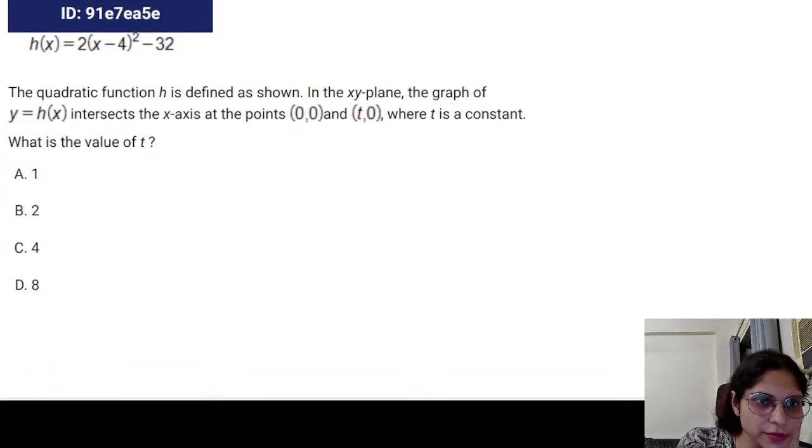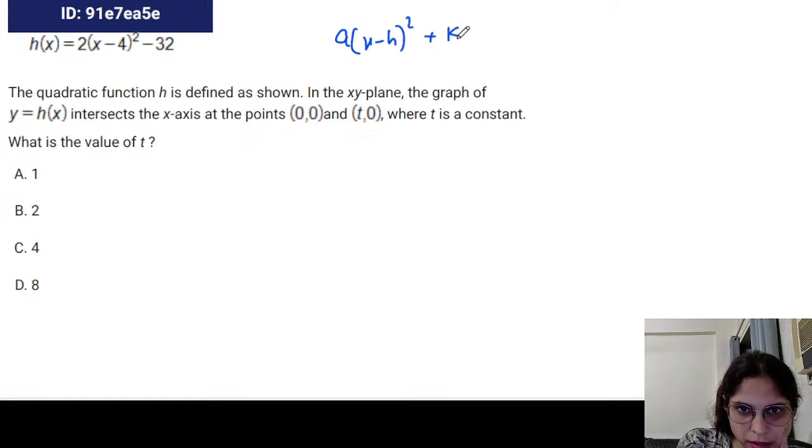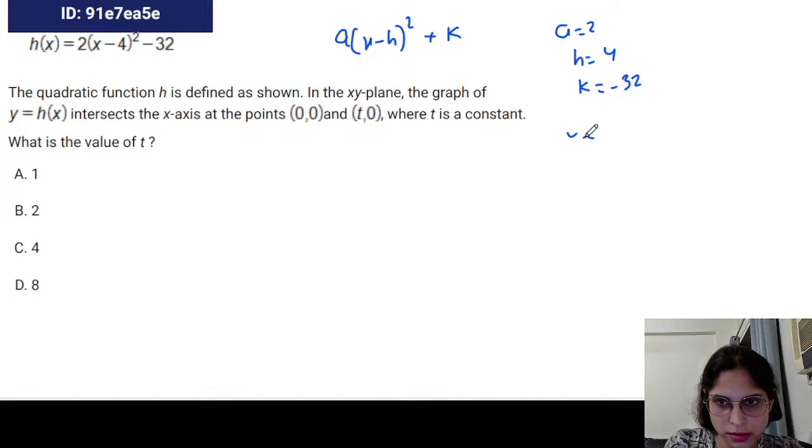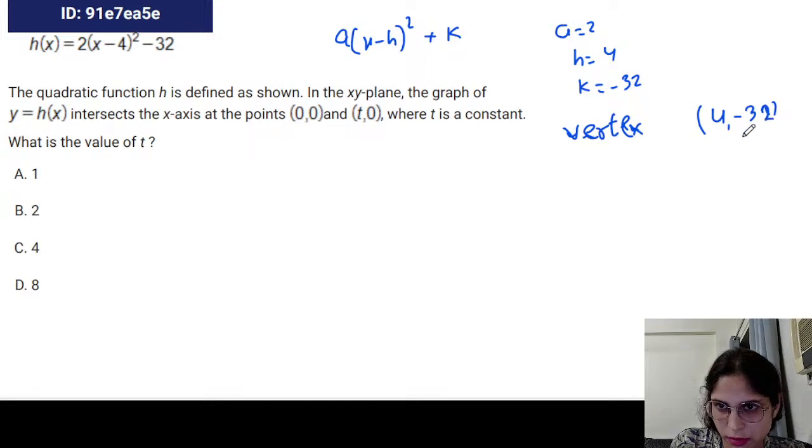Now this is your vertex form. A times (x minus h) whole squared plus k. So the value of a is 2, h is your 4, k is negative 32. So your vertex is (4, negative 32), and this is a minimum. BC means because.